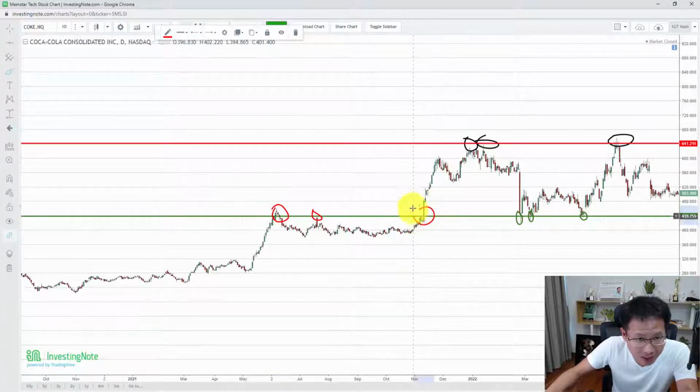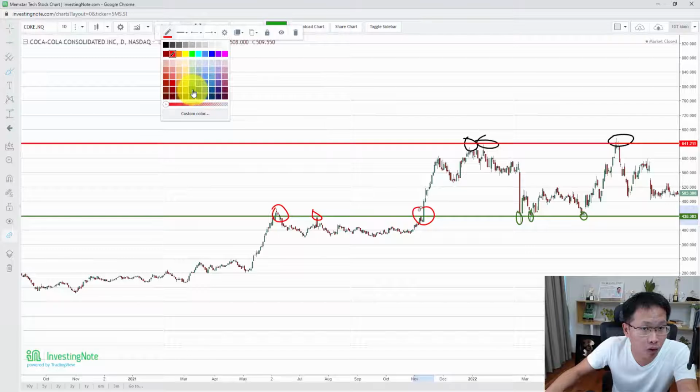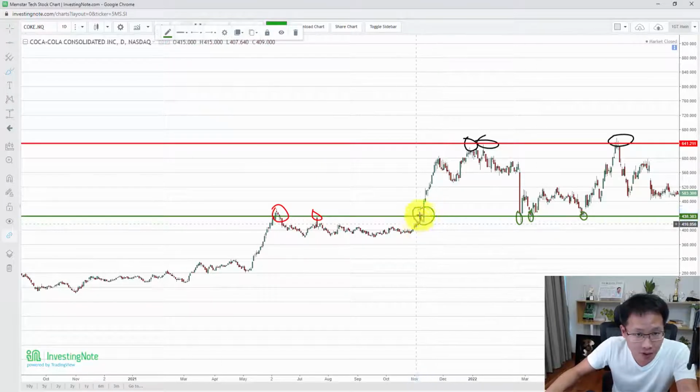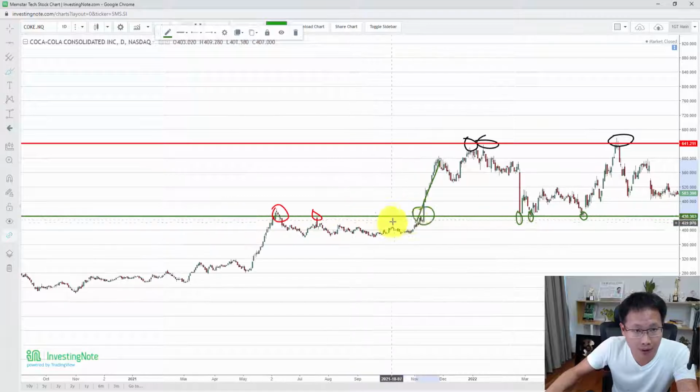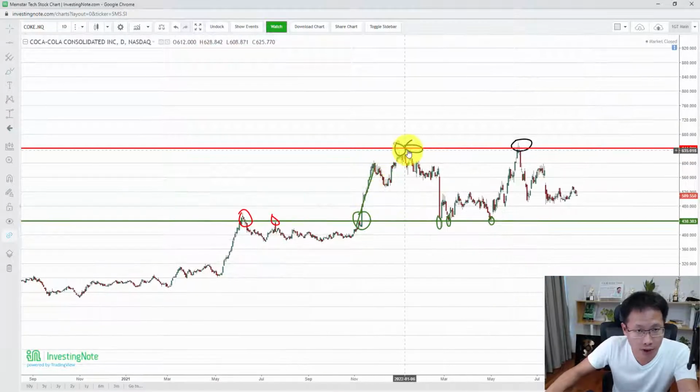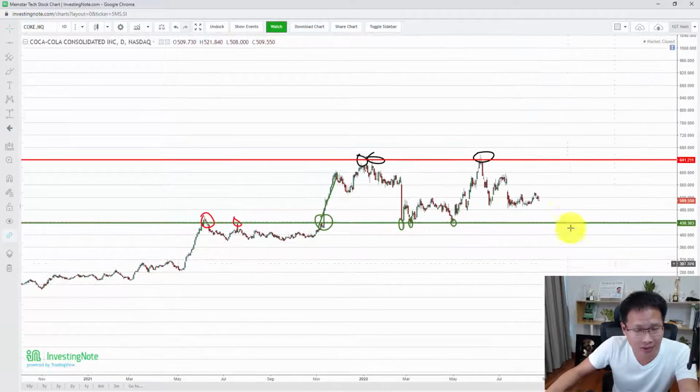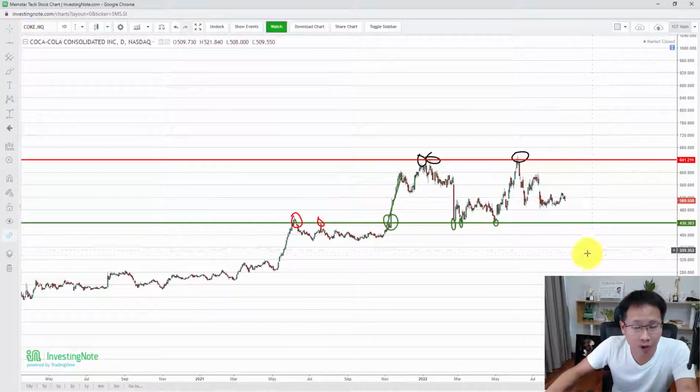And look at this right here, when we broke this level, the 440 level, it was a really good move up. So resistance now became the support. And of course, it went up, we found resistance, and we are pretty much back down again to this support whereby we are consolidating. So this is pretty much how I draw the support and resistance line.